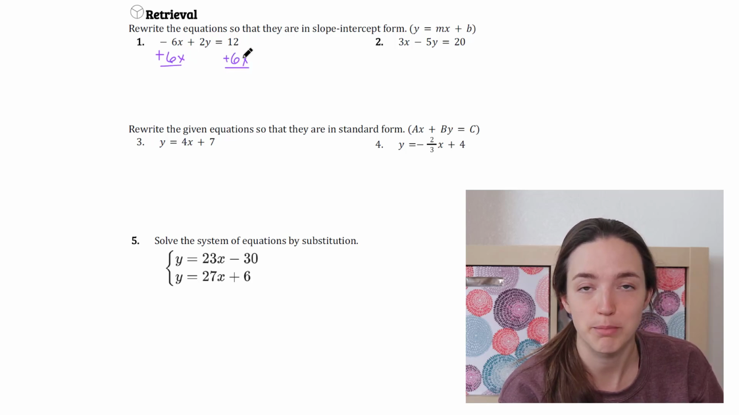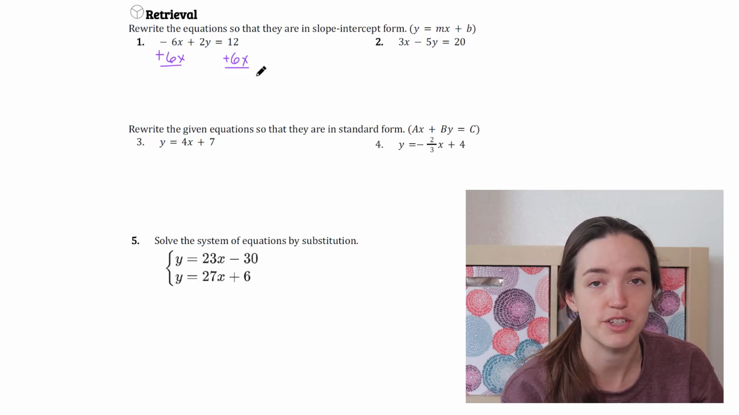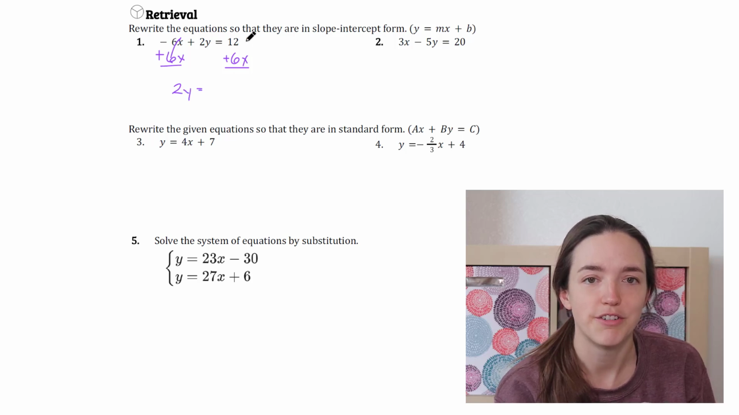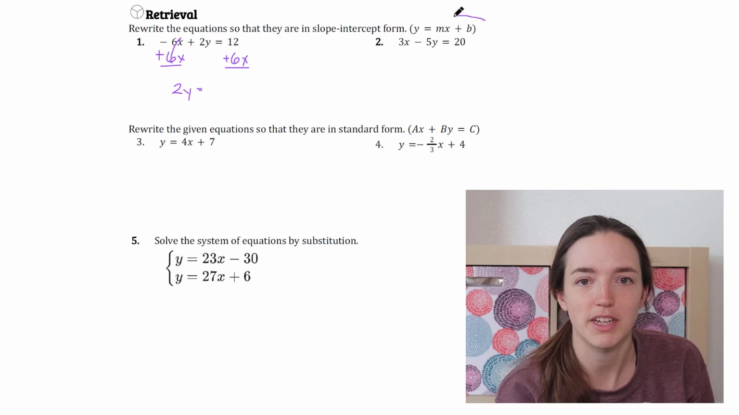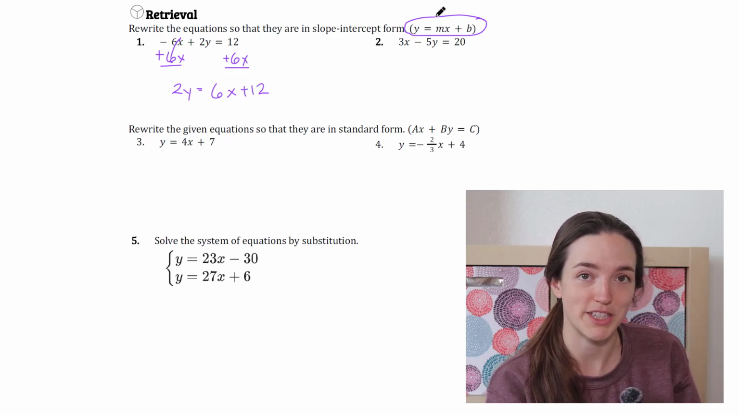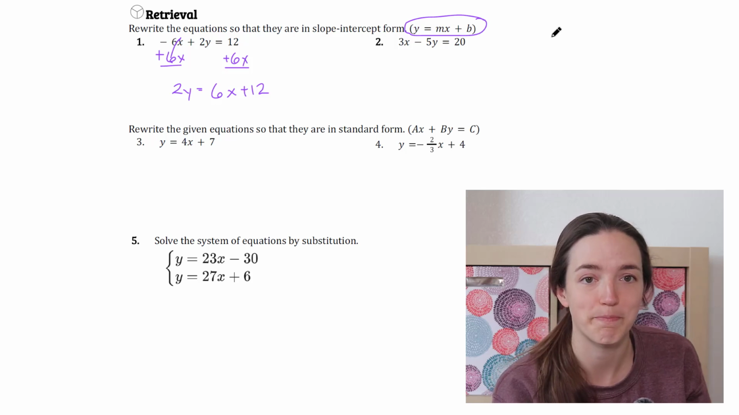Now, I cannot combine these because they're not like terms, so I just have to write them next to each other. So this went away. Now I have 2y equals. Now I could write 12 plus 6x, but I'm trying to make it look like this. So I'm actually going to write 6x plus 12, just so that it more closely matches this slope-intercept form.